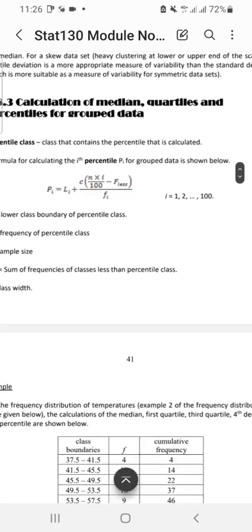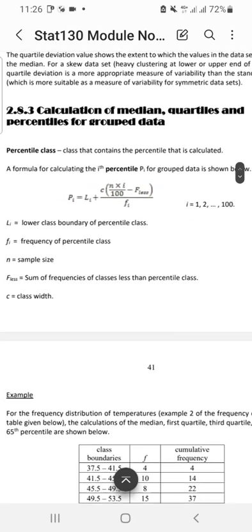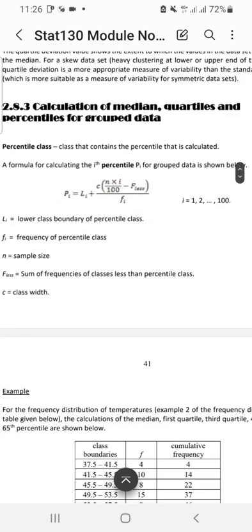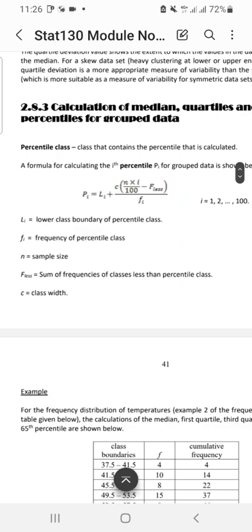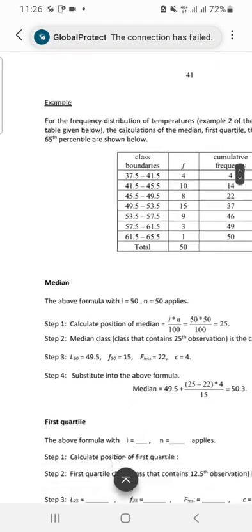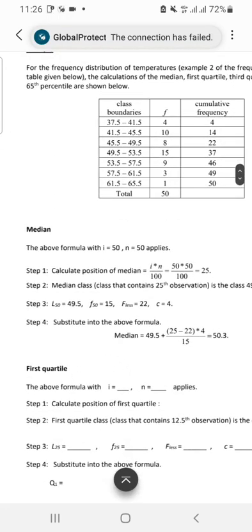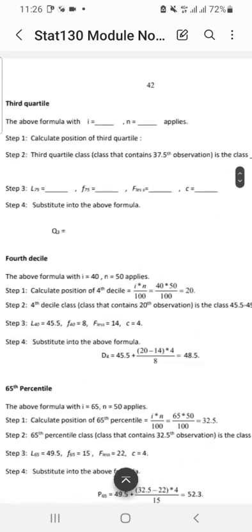Now, this formula is going to be in your formula sheet. So just know what it stands for, like what is L1 and all, right? So this is for calculating the median, right? So you must know it of grouped data.